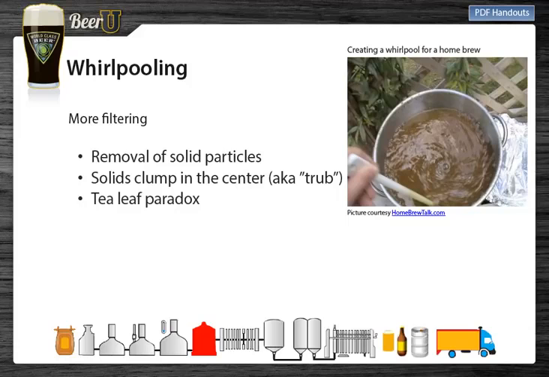The solid matter that clumps together in this process is known as trub and is composed of hop fragments and proteins. A phenomenon known as the tea leaf paradox forces the solid material to gather in the center of the whirlpool, and it settles to the bottom of the tank in a cone-like shape as the liquid is drained off. In larger breweries, the whirlpool is often a separate piece of equipment, while in some breweries, the whirlpool is built into the boil kettle itself.